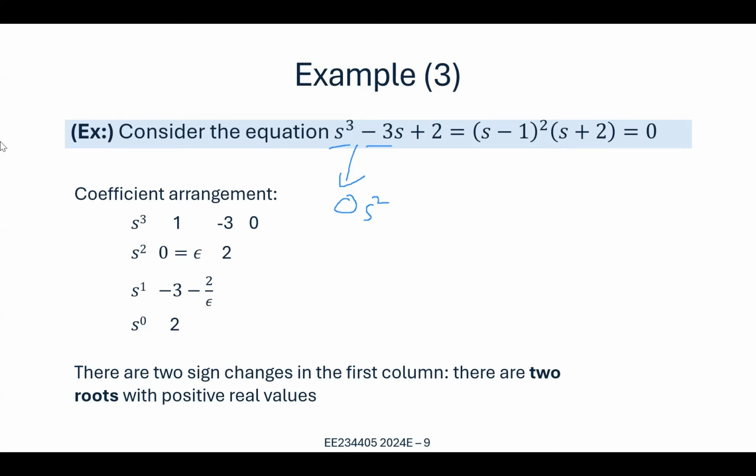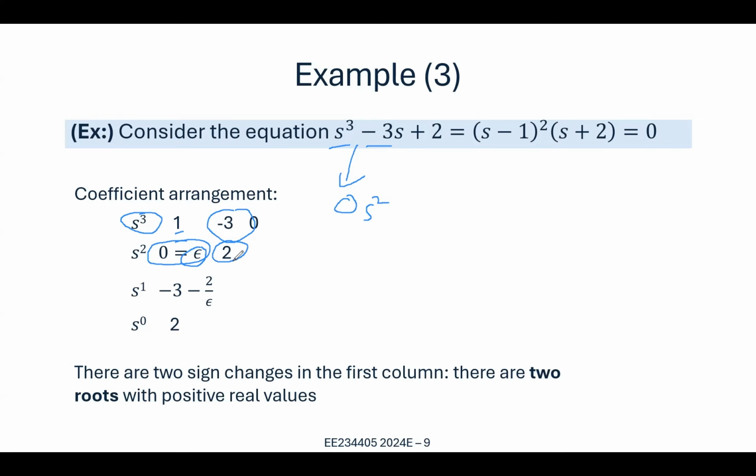So here the coefficients are like this. Again, we arrange this from s to the power of 3, then s to the power of 2 is 0, then s to the power of 1, which is minus 3, and s to the power of 0, which is just a constant, 2. And we now have 0 here, which means that we change this by epsilon, and this is another case of special case 1.